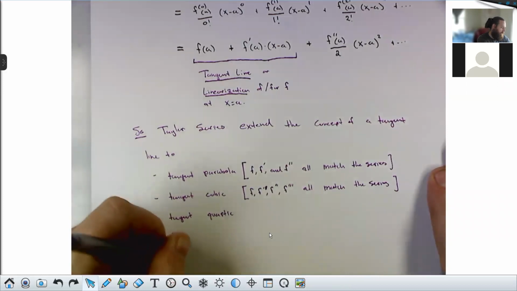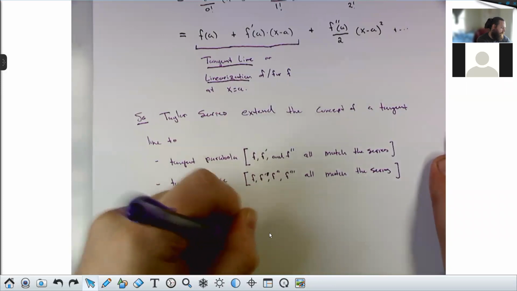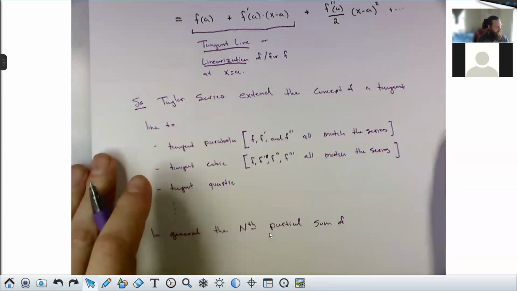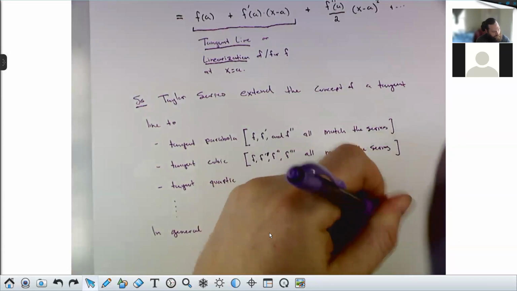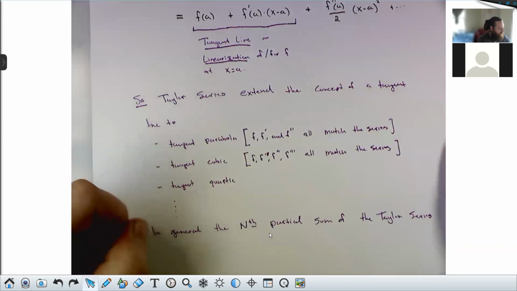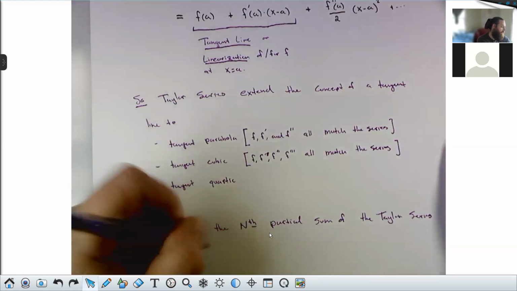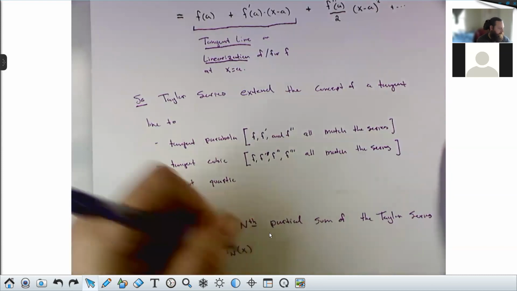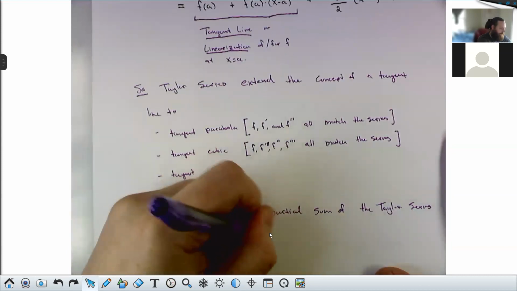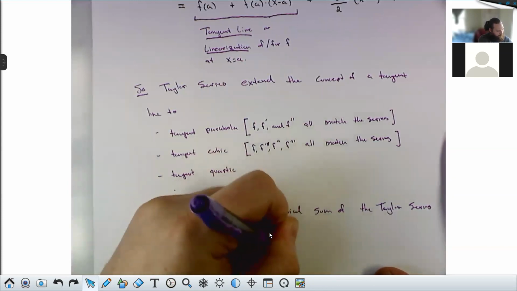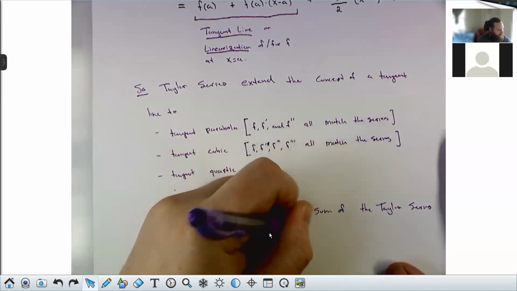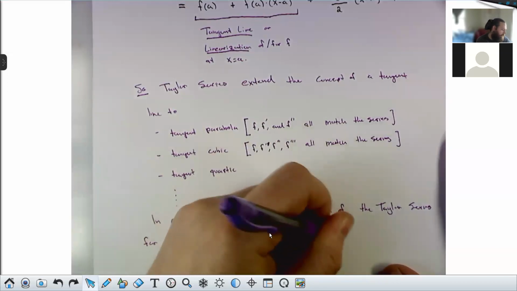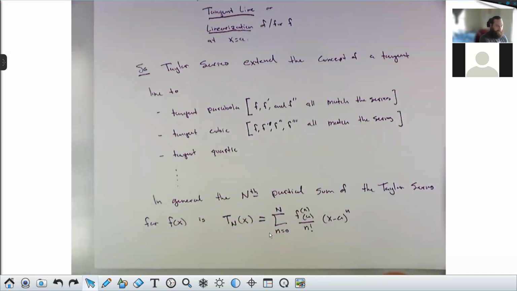In general, the capital N partial sum of the Taylor series for f of x is, well, it's called Tn of x, and it is, of course, by definition, the capital Nth partial sum, so that's the sum from little n equals 0 to capital N of f little n of a over little n factorial times x minus a to the little n. It is this thing.